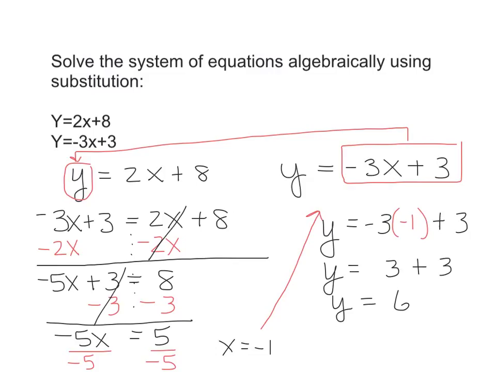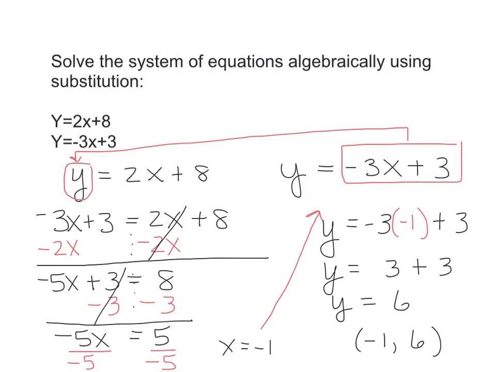So our solution to the system of equations using substitution is the ordered pair, negative 1 for the x, 6 for the y. And we can check this by inserting the ordered pair into each of the problems and seeing that they work. For example, in the first equation, if we put in negative 1, we'd have 2 times negative 1 plus 8. That would give us negative 2 plus 8, or 6, exactly what we're supposed to end up with.